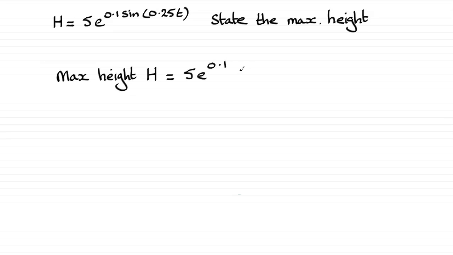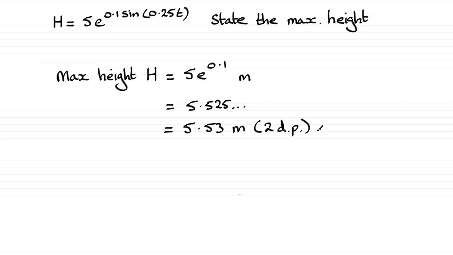Okay, and don't forget the units, it's measured in meters. All right, you might want to work that out as a decimal. If you do, it's going to come out at 5.525 and so on. If you do that, you need to round it. Let's say you round it to 2 decimal places. That's going to be 5.53 meters. Don't forget those units again, to 2 decimal places, 2 dp. All right, so there we go. That's how we tackle that one.